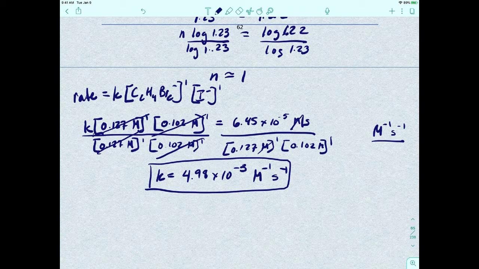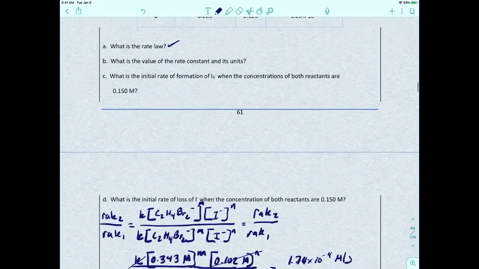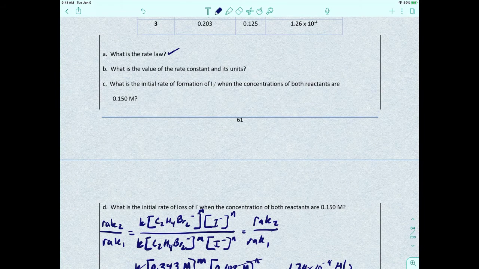All right, we're doing pretty good now. We're cooking with gas. All right, so part C, the question that we had. What is the initial rate of formation of I3 minus when the concentrations of both reactants are 0.150 molar? So what I'm saying is that both of these are going to be that concentration. What's the initial rate of formation?